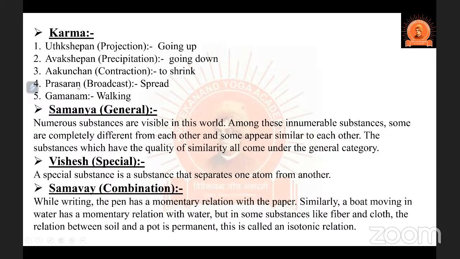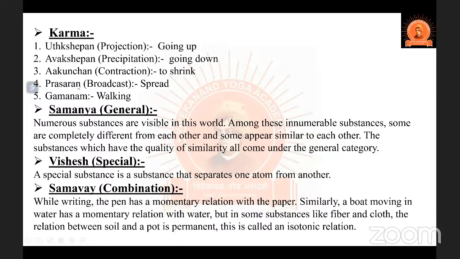Otherwise, projection, precipitation, contraction, broadcast, walking. These are the different characteristics that are present in the form of karma in every substance. And the third one is samanya: some general qualities, some general characteristics will be present.